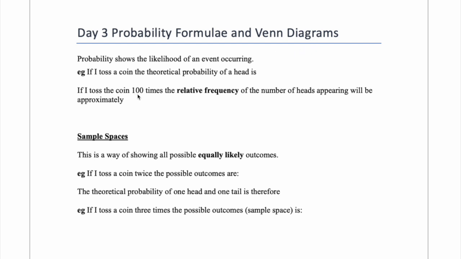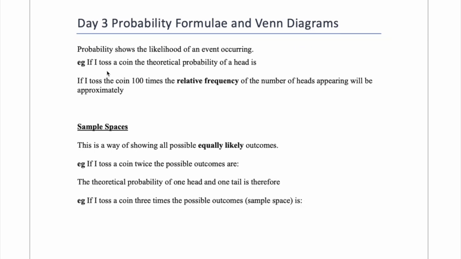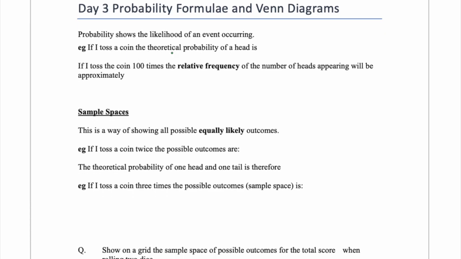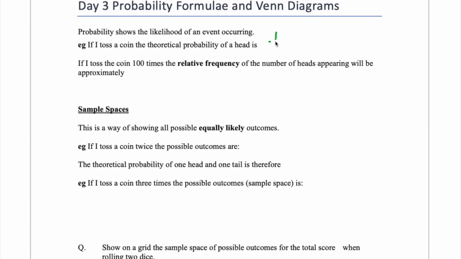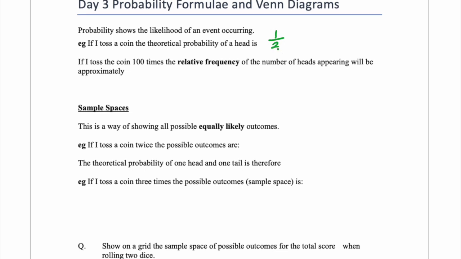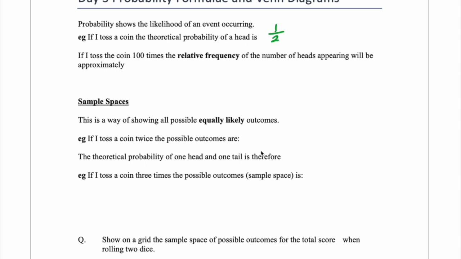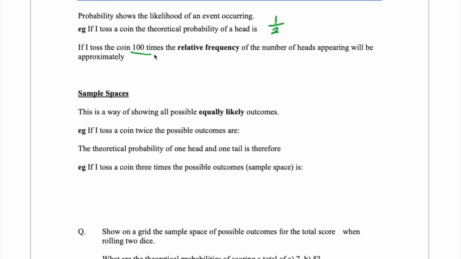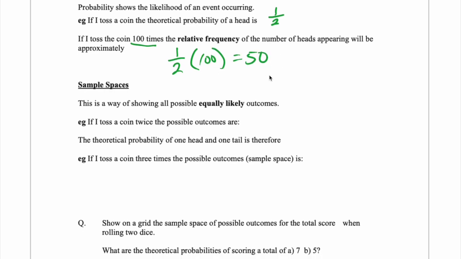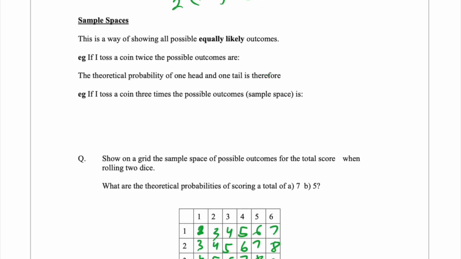Okay, so first let's look at some basic probabilities. If I toss a coin, the theoretical probability of a head is obviously half. This is one of the most basic probabilities, a coin toss. We're going to look at a lot of coins and some dice rolls in a second. If you toss a coin 100 times, then you would expect to get heads half of the time, so that would be half times 100, which equals 50. We're going to use that concept in a bit.